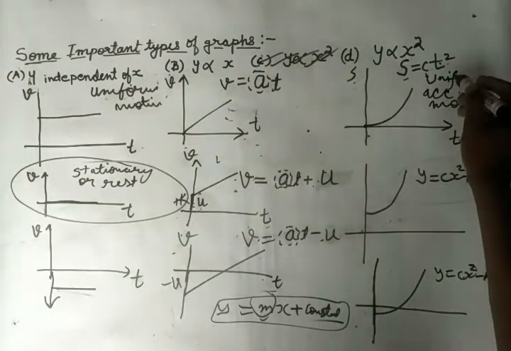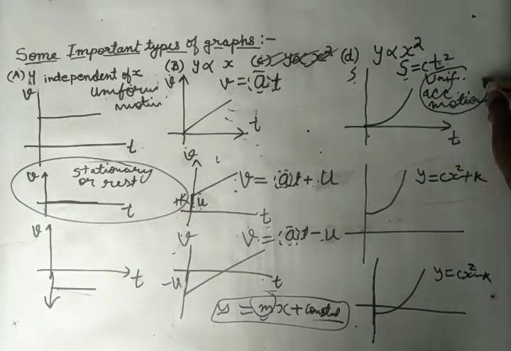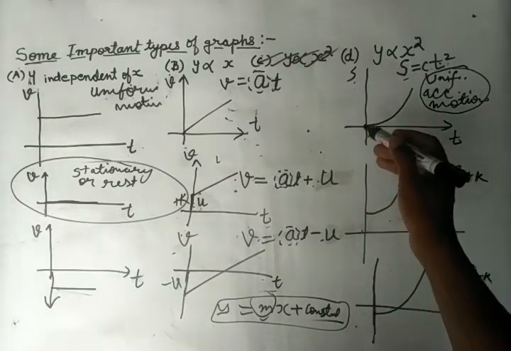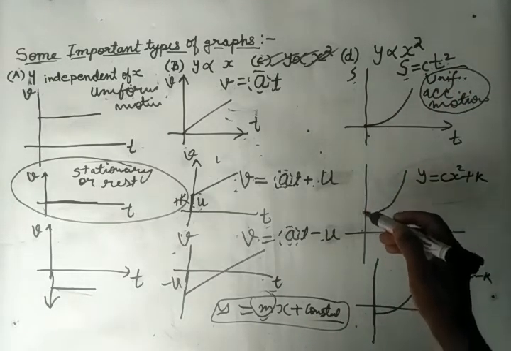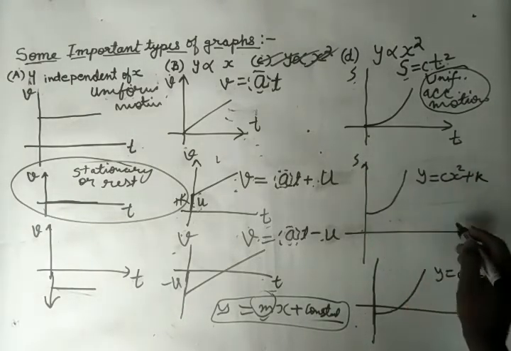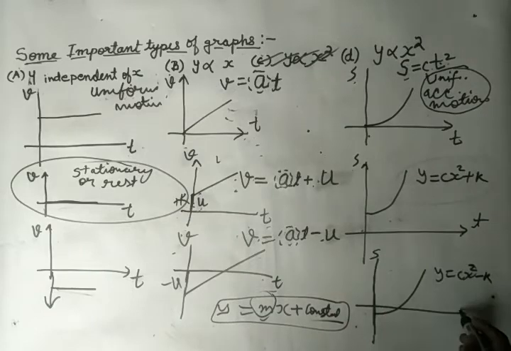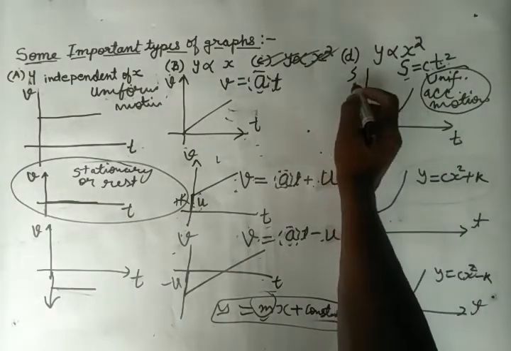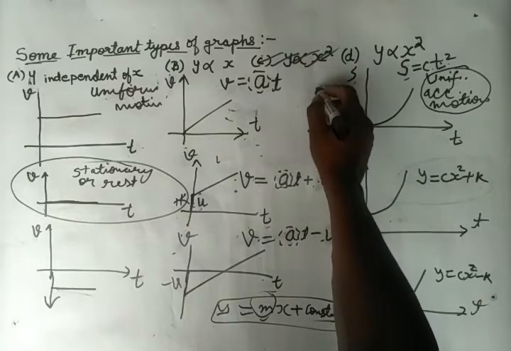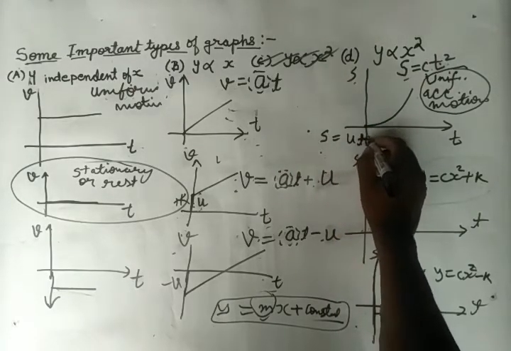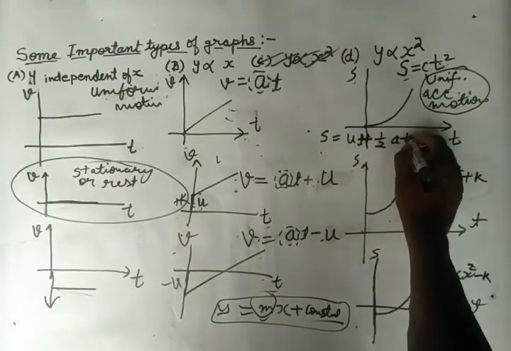If you remember, for uniformly accelerated motion, we have drawn a graph like this. At that time, I told you that it can go from the origin, it can go a bit above the origin or below the origin. So these are ST graphs for uniformly accelerated motion. Now, we know that for uniformly accelerated motion, the equation goes like this: s equal to ut plus half at square.